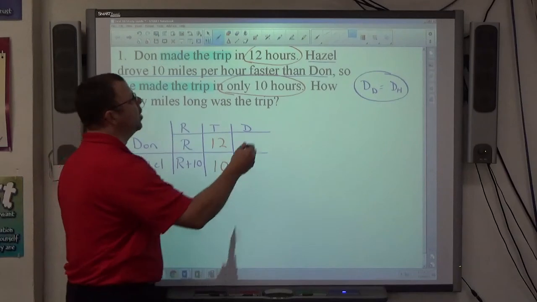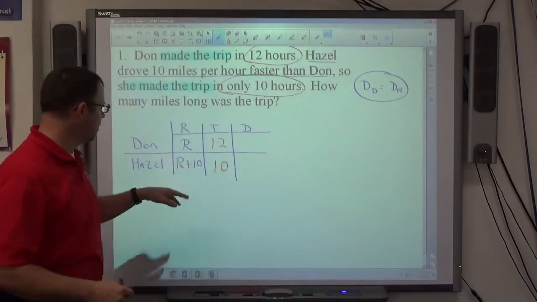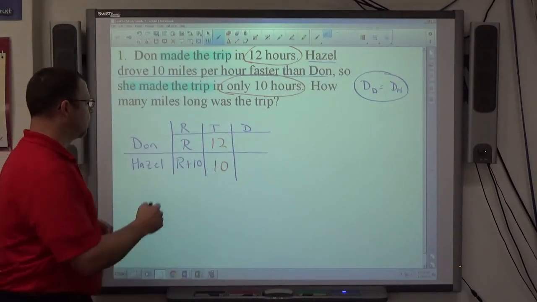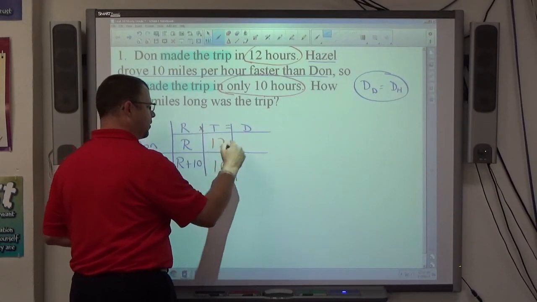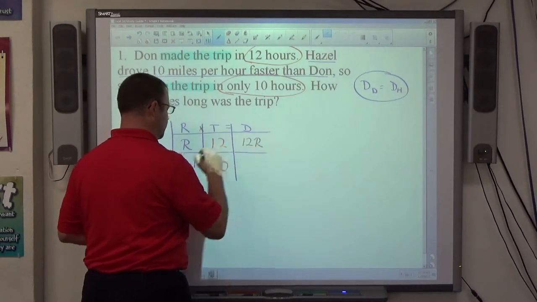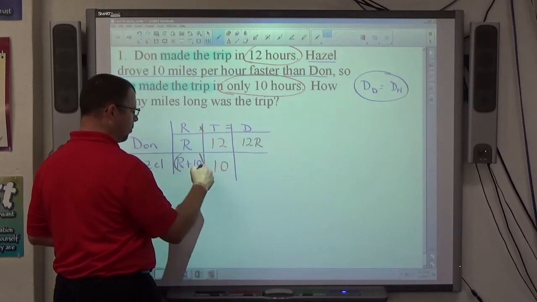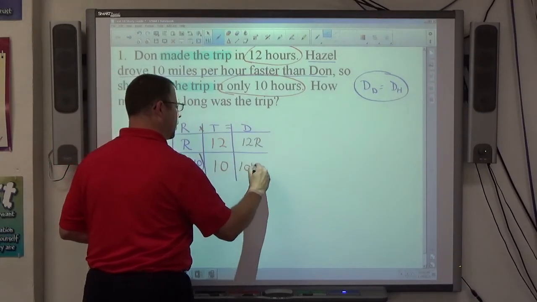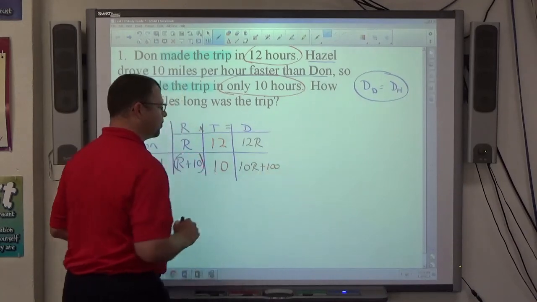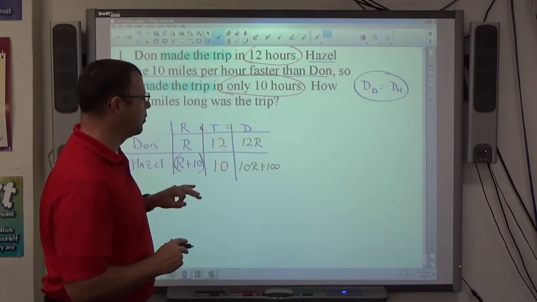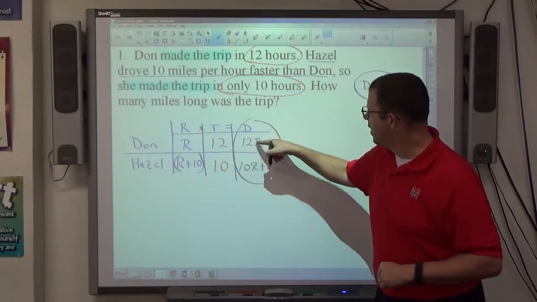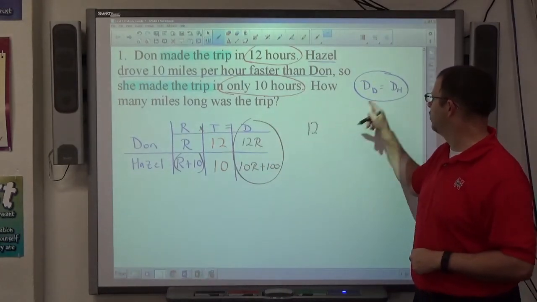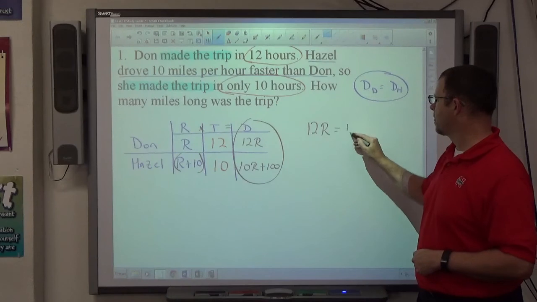And at this point, once we know both their rates and their times using at most one variable, it's rate times time is equal to distance. So multiply rate times time makes 12R for Don's distance, and R plus 10 is a binomial, times 10 makes 10R plus 100 for her distance. We've already established their distances are equal, so we take their distance expressions, set them equal to each other, because that's the relationship in this specific problem.